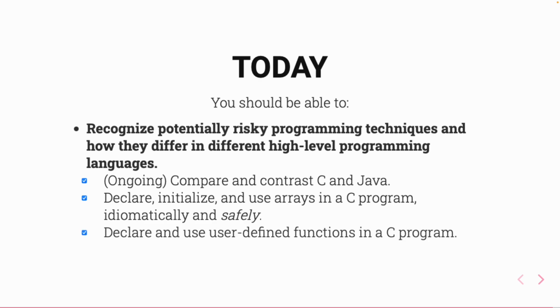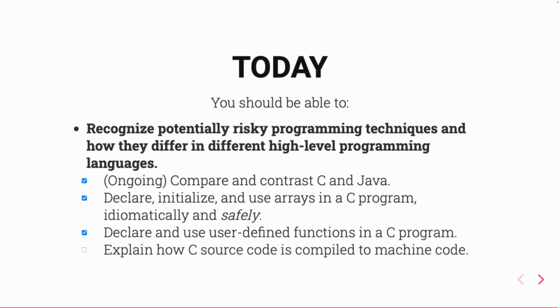Declare and use user-defined functions in a C program. That's what we just did with that example. And this is something we didn't do, hence the unchecked box. And it's sort of a sneak peek at the next lecture. Explain how C source code is compiled into machine code.